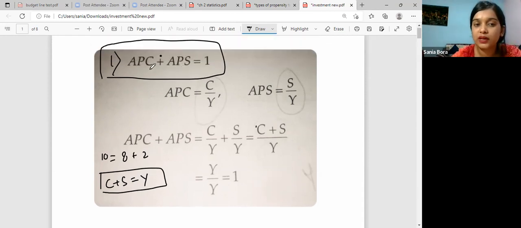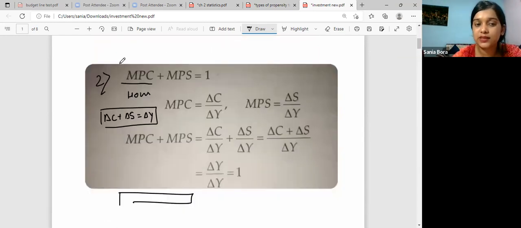So now we are going to find out how APC plus APS equals 1. APC is C divided by Y and APS is S divided by Y. So APC plus APS equals C divided by Y plus S divided by Y. You will add it, so it became Y, and C plus S. Instead of writing C plus S, I can write Y. So you wrote Y upon Y and you got the answer 1. Clear?